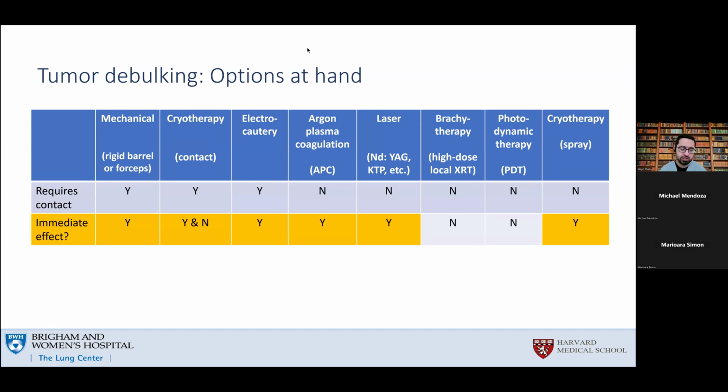Another way to look at it is which of these will give me an immediate effect and which won't. That's important, particularly if you're dealing with a very central area obstruction. If you have a major obstruction in the trachea, the patient's in respiratory failure, you don't really have the kind of time to wait and wait for whatever you did to cause its effect.